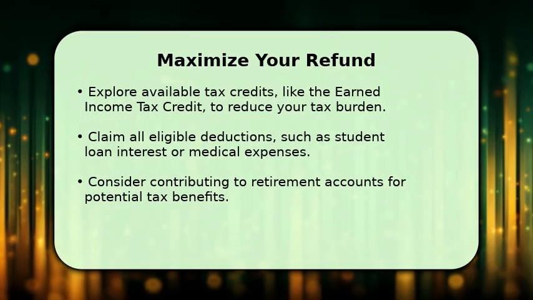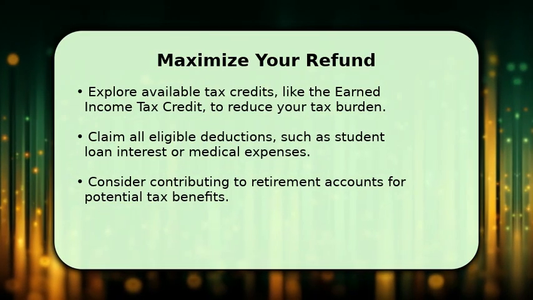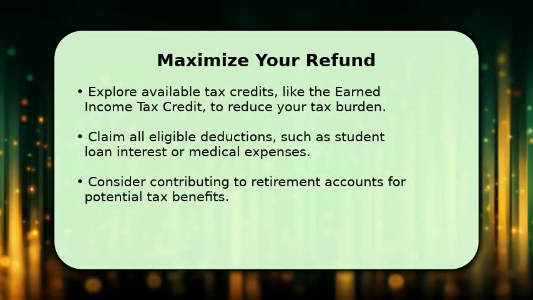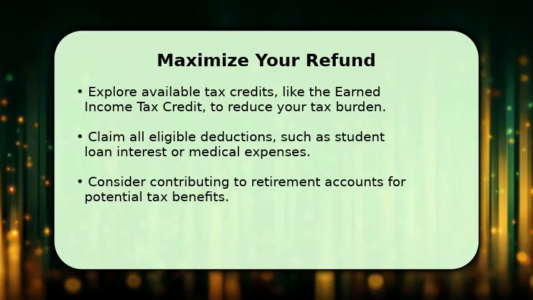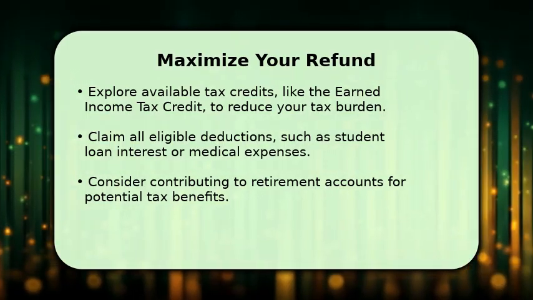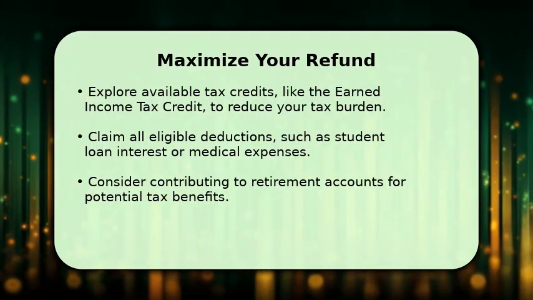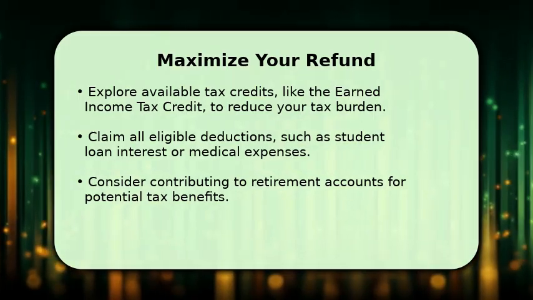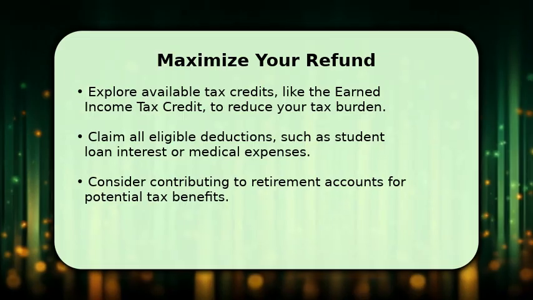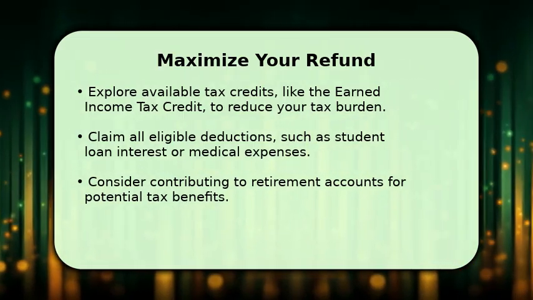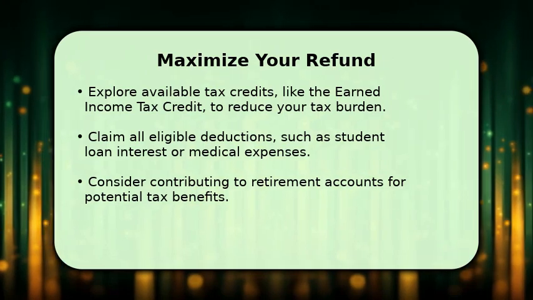Credits like the Earned Income Tax Credit or Child Tax Credit can directly reduce your tax liability dollar for dollar. Also, claim every eligible deduction, such as student loan interest, medical expenses exceeding 7.5% of your adjusted gross income, or contributions to a traditional individual retirement account. These strategies can significantly increase the amount of money you get back.